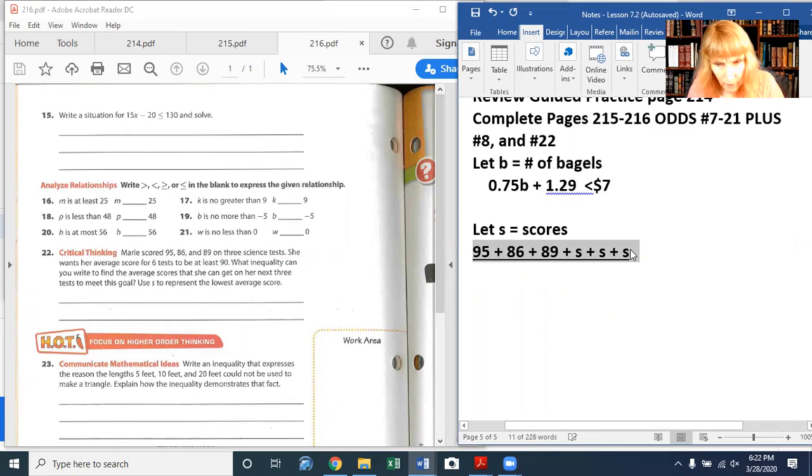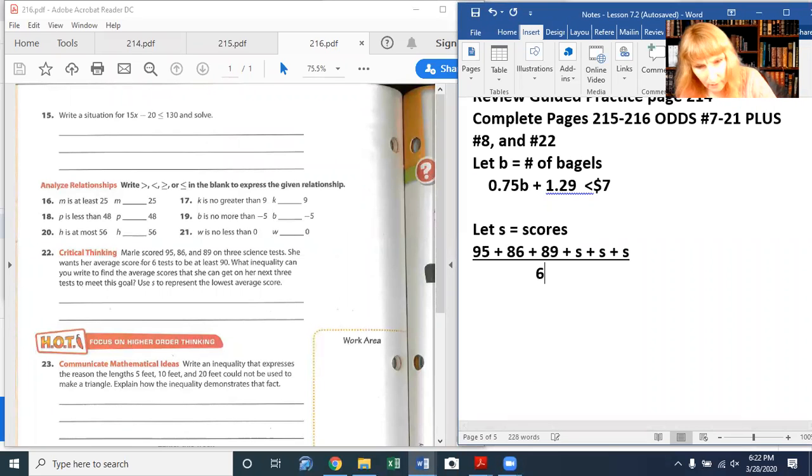So we know we have to divide to get the average. The whole thing would be divided by how many numbers do we have? How many scores do we have? Well, we can count them. We have 1, 2, 3, 4, 5, and 6. Don't let the S bother you. They're still scores, right? So we're going to have to total that up and divide by 6. That'll give us our average. And we know that the average needs to be greater than or equal to 90, right? Exactly. So that's our inequality.